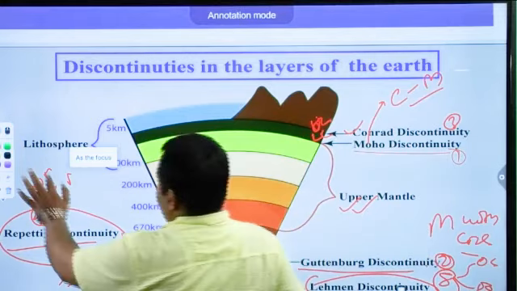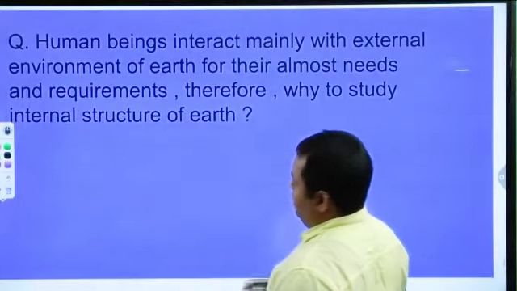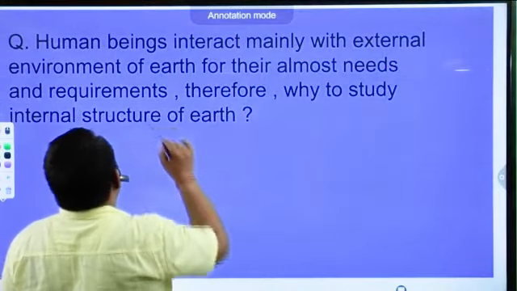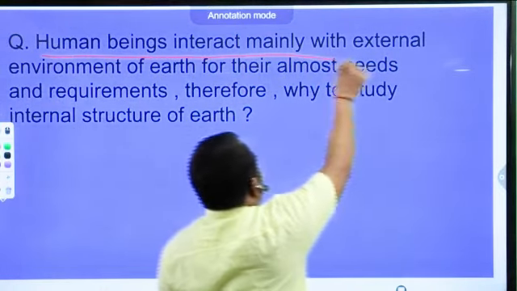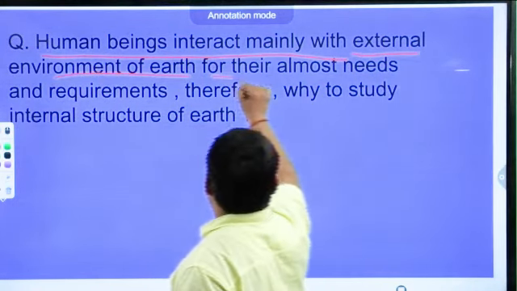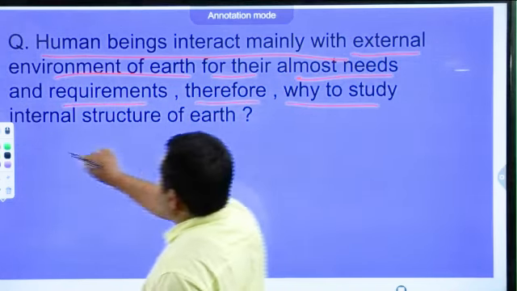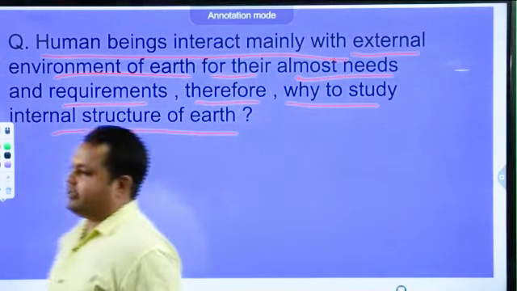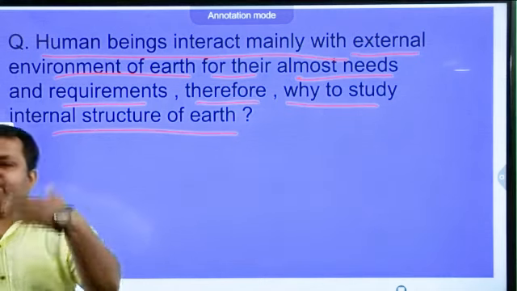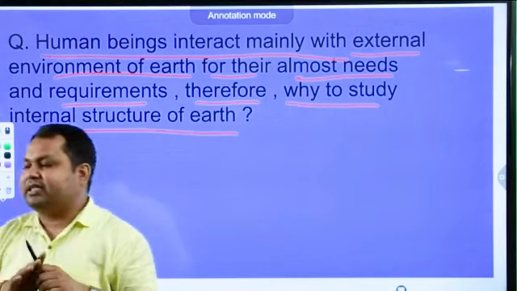So up to now we have become able to complete this chapter. And one question is dedicated to all the students. Human beings interact mainly with the external environment of earth for almost all their needs and requirements. Therefore, why study the internal structure of earth? The human demand for cloth, food and shelter is fulfilled by the outer environment. Then why study the internal structure of earth, right?